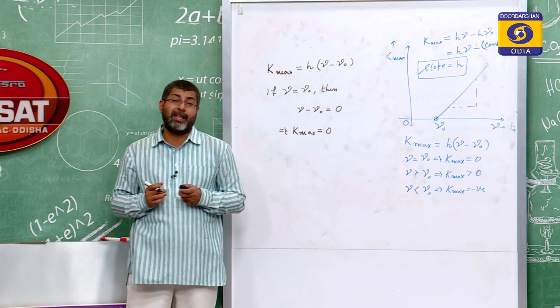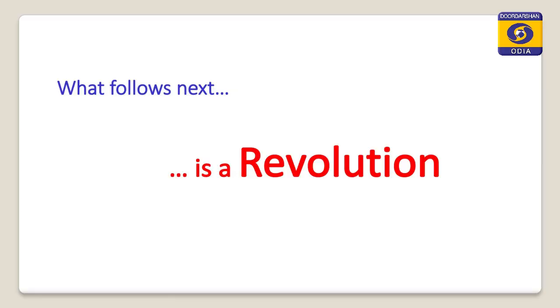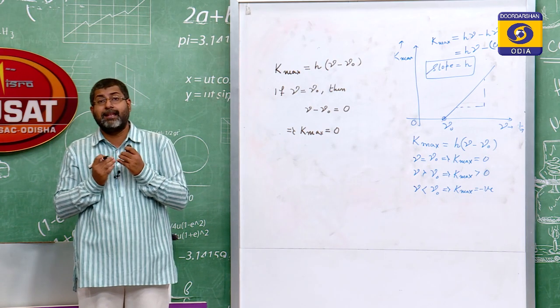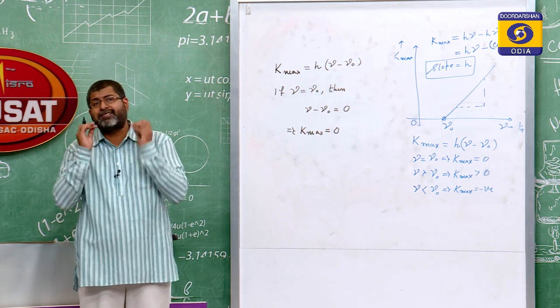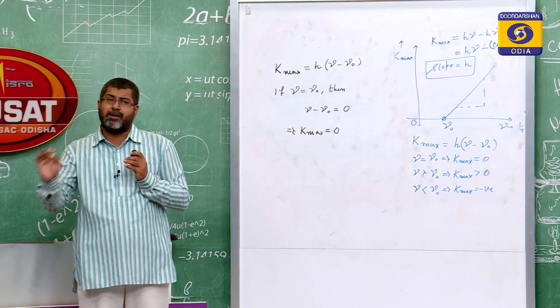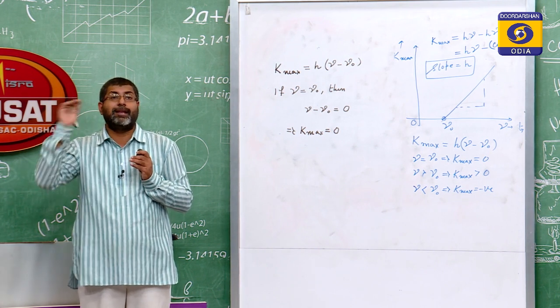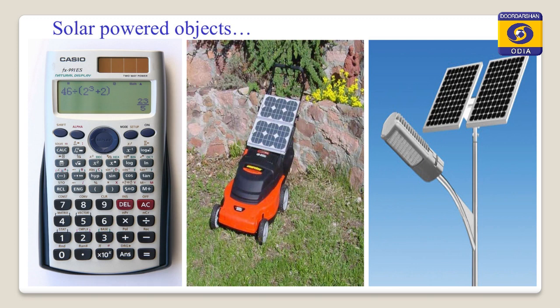Now, what follows next is a revolution. When we are talking about the photoelectric effect, the idea of the invention of the photoelectric cell comes to our mind. A photoelectric cell is a device that converts light energy into electrical energy, and when the idea of the photocell comes to your mind, suddenly solar powered objects like calculators, solar powered street lights, grass cutting machines, solar cookers, and many other things come to mind.